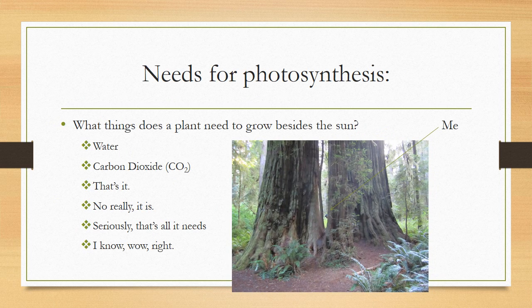Now, photosynthesis has some needs in order for it to start. So what does a plant need to grow besides the sun? It needs water, carbon dioxide. Well, I guess that's it. No, really, that's it. Seriously, all it needs.